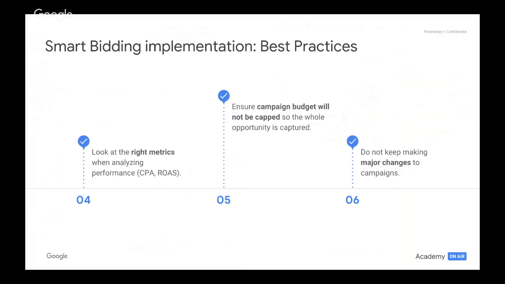Do ensure that we're not limited by budget when it comes to your campaign budget. If we are capped there, essentially we won't have an opportunity to grow within that campaign. So do make sure that you're uncapping your budgets, particularly with Target CPA and Target ROAS, to capture the full opportunity. And finally, on best practices, do make sure that we're not looking to make any major changes to campaigns, particularly when it's in the learning phase, because we do need to let the bid strategy learn what works and what doesn't, and optimize towards the target we've set.